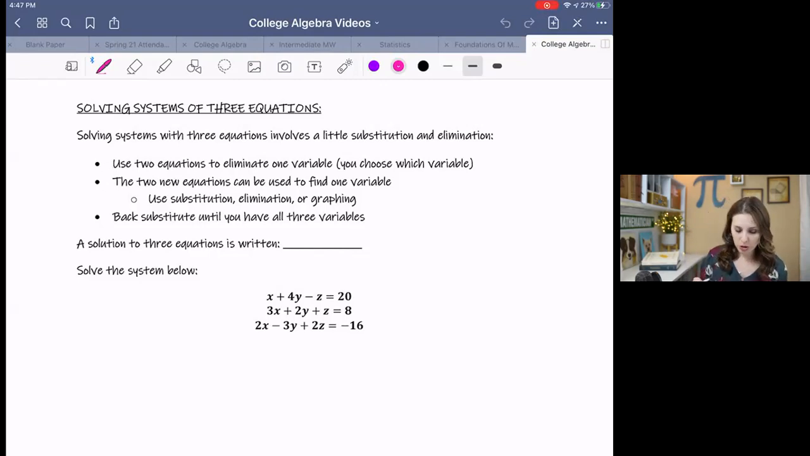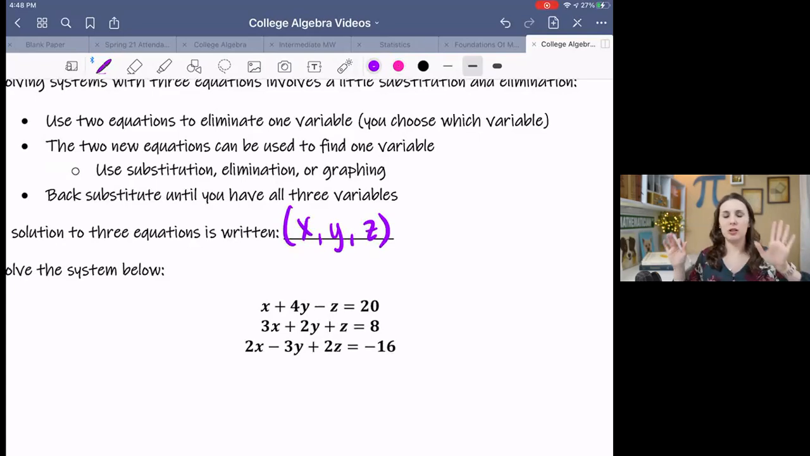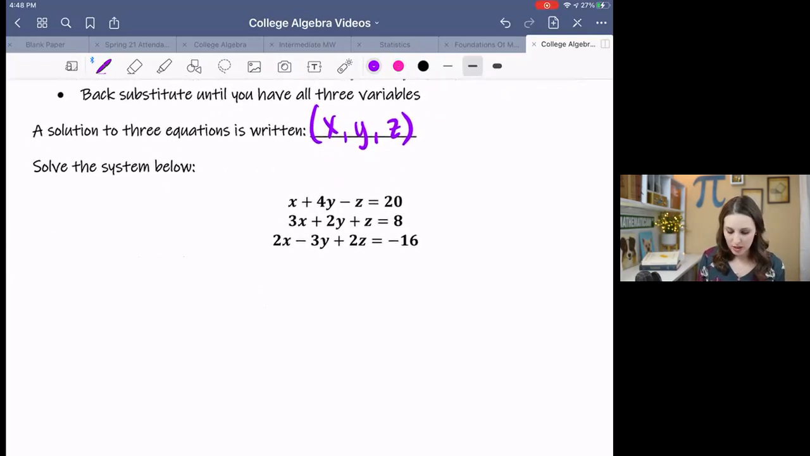A solution to three equations is written x comma y comma z. With two equations or two variables, it's just x comma y. The z introduces a third axis, kind of like a diagonal axis, but it's really a 3D type thing. It's hard to explain, not the point of the lesson, but that's how you are going to write that coordinate.